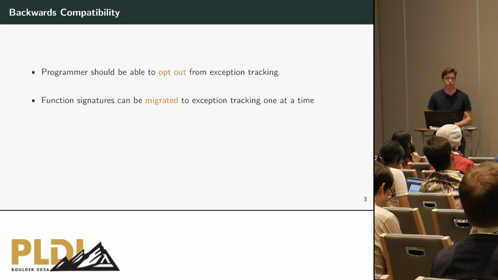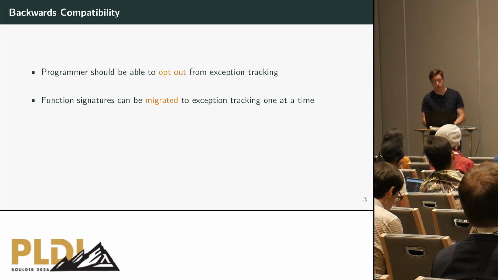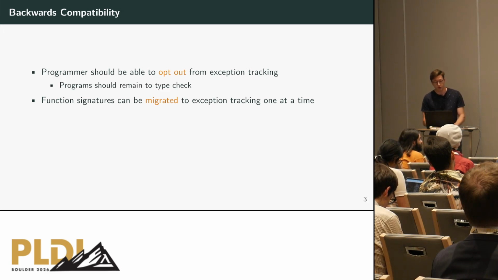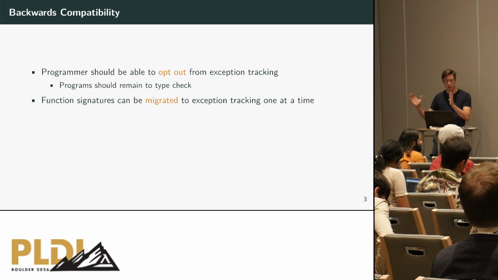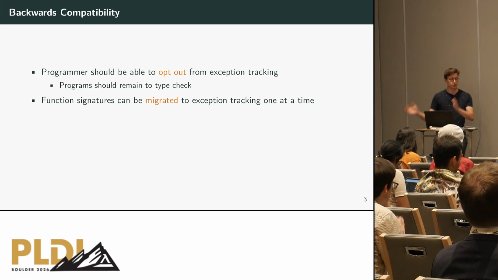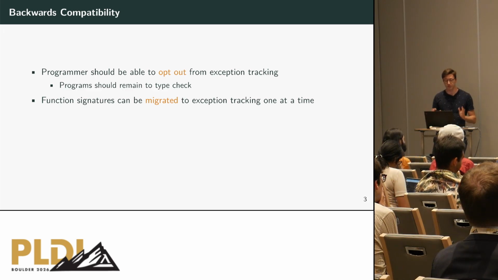First, we want programmers to be able to opt out from this exception tracking, and function signatures should be able to migrate to this exception tracking one at a time. So the first point means that if a programmer has written an ML program and they now decide to switch to our type system with the exception tracking, then their program should remain to type check without any additional work for them.